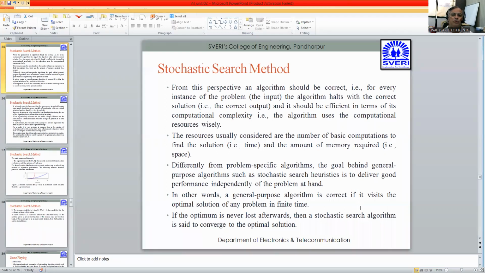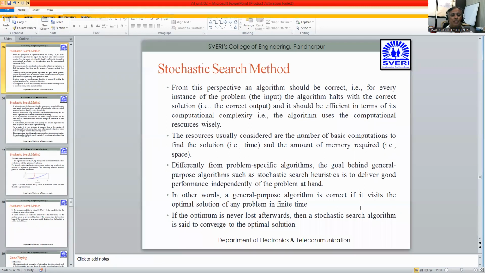Obviously, the most important thing is that when you're going for any kind of search method, you need to get a perfect solution. Whatever the problem in your hand, you try to achieve the maximum solution, or I could say the culmination, that is, reaching the highest development. In other words, a general purpose algorithm is correct if it visits the optimal solution of any problem in finite time. So what is the condition?